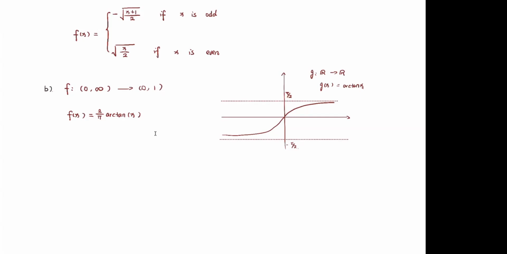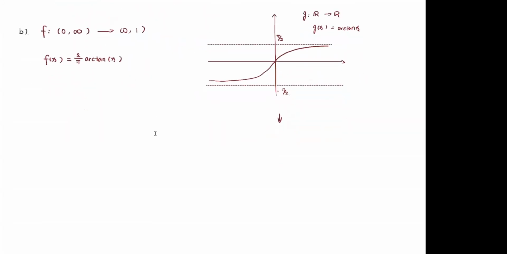So with the function transformation, this function would look something like this, where you don't have this point, and here the asymptote is 1 instead of pi over 2. So this is one of the functions you can use. Does anyone have any other function in mind?